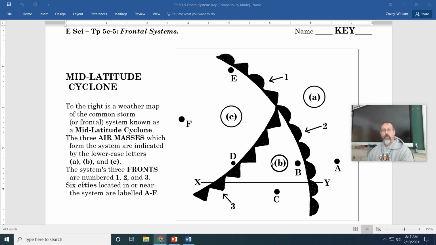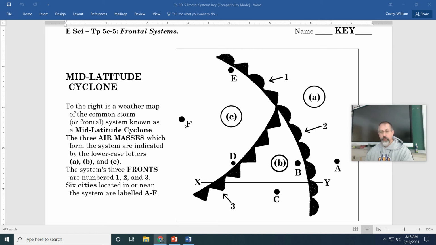29, which city probably has the warmest temperatures? Well, it's in the warm air. It's been in the warm air. It's in the middle of the warm air. The warm air is down in the wedge here. So city C for 29. 30, coolest temperatures is going to be in cold air, staying in cold air, nothing but cold air around it. That's city F in the cold air mass back here.